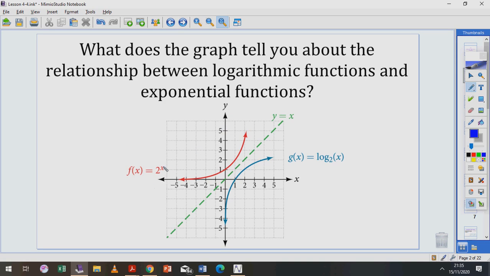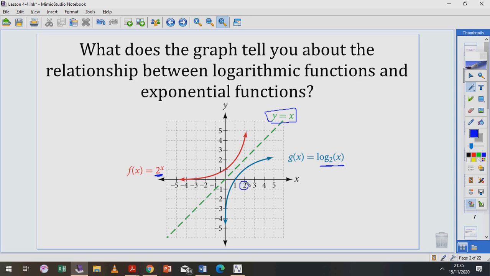Now we'll start by identifying that an exponential function 2 to the power x is the inverse of a logarithmic function with a base of 2. And that is proven because when you graph these two functions, they appear to be reflected over the line y is equal to x. And we talked about how if two graphs are reflected over the line y is equal to x, that means that they are inverses of each other.